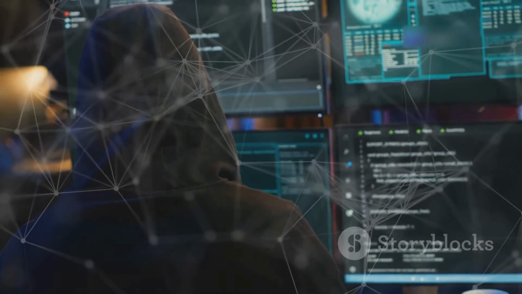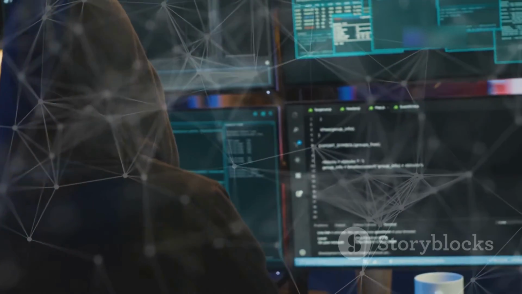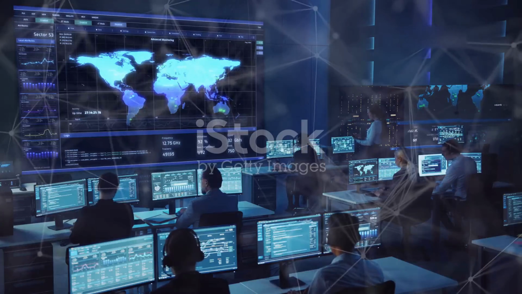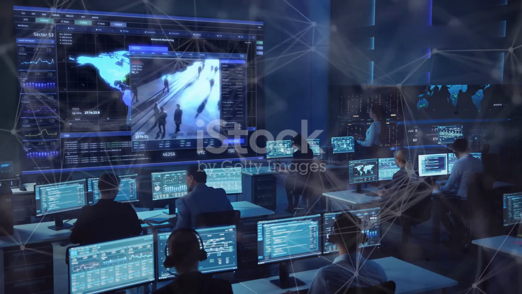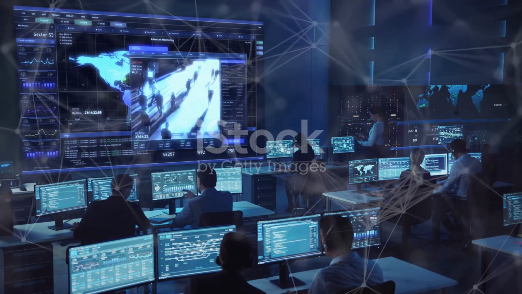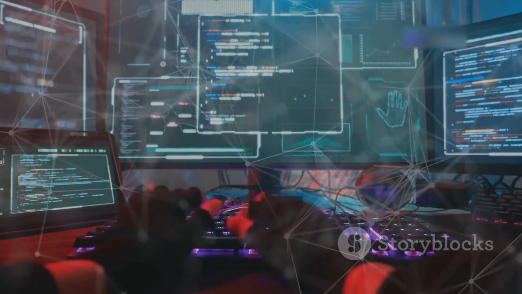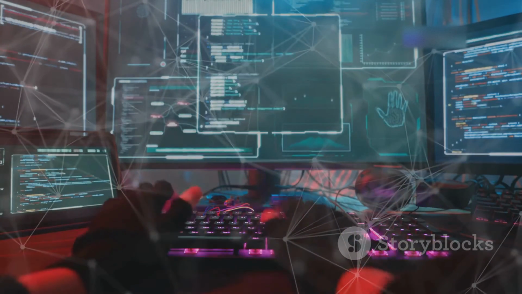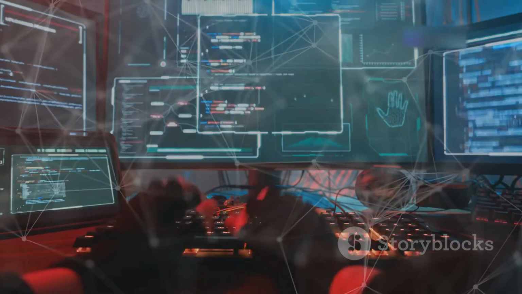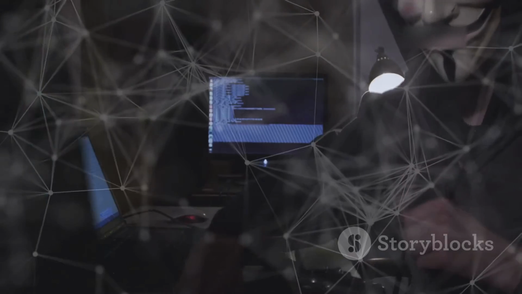Section 6. The White Hats, Ethical Hacking and Responsible Disclosure. While hackers are often associated with malicious activities, there exists a community of ethical hackers who play a crucial role in cybersecurity. Ethical hackers use their skills to identify vulnerabilities in systems and applications before malicious actors can exploit them. They follow a strict code of ethics, obtaining permission from website owners before conducting security assessments.